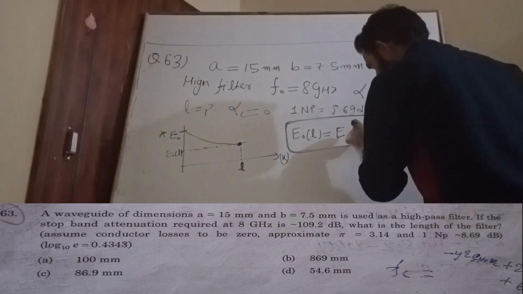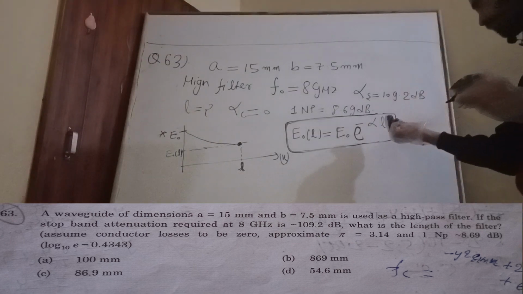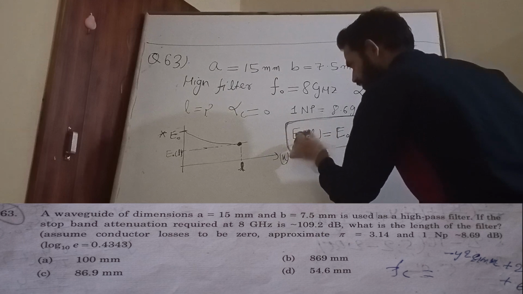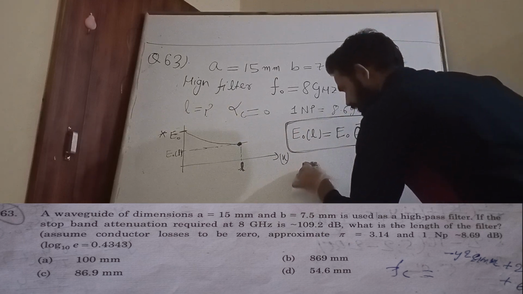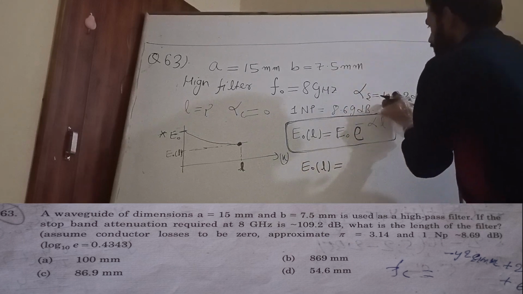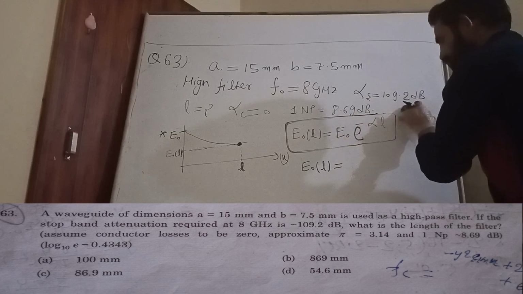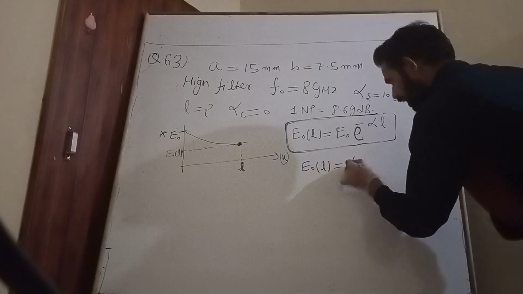Now, what is our main target? First of all, let us find this E naught L. The value is reduced by this attenuation factor alpha S, so it is nothing but alpha S into E naught.